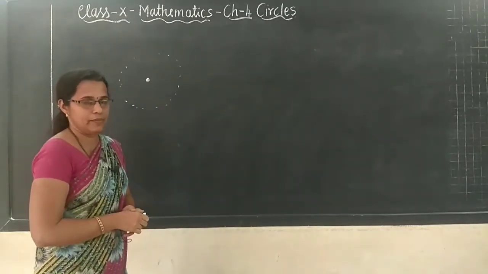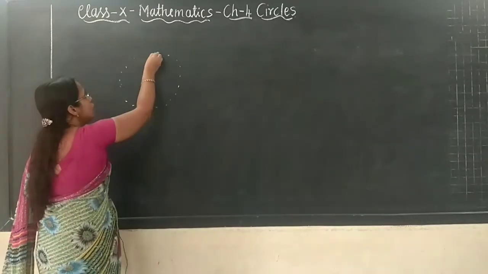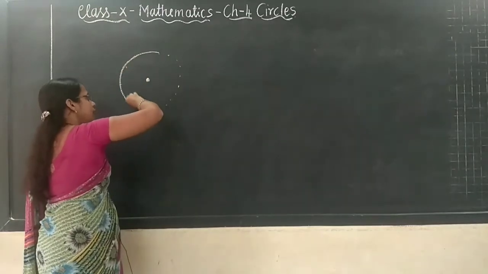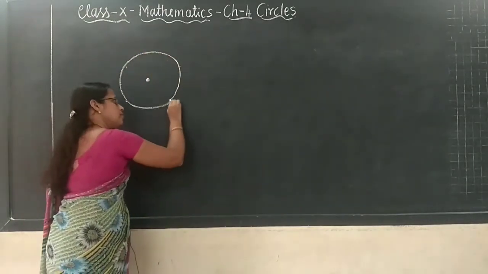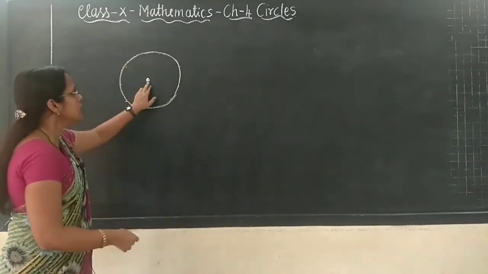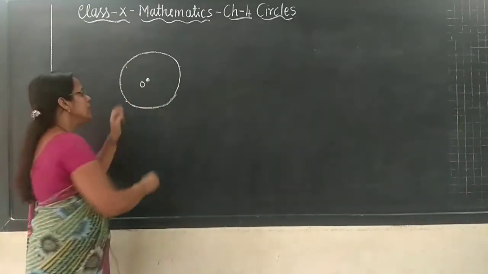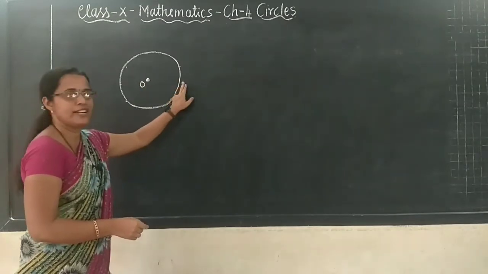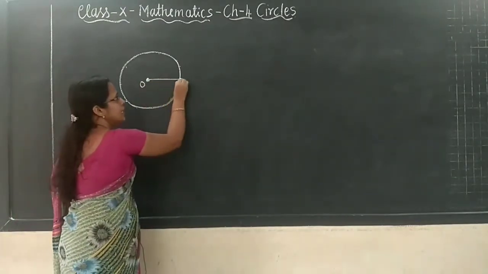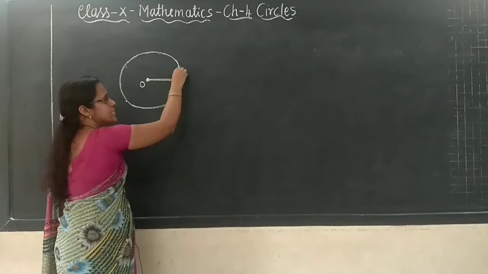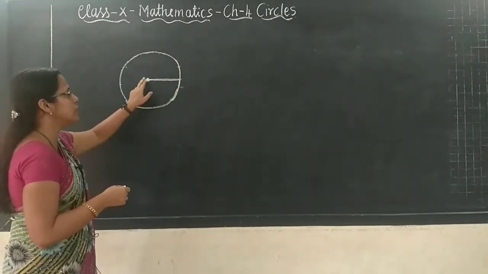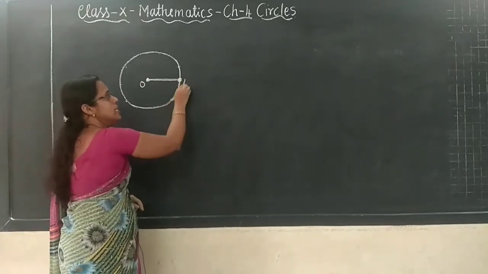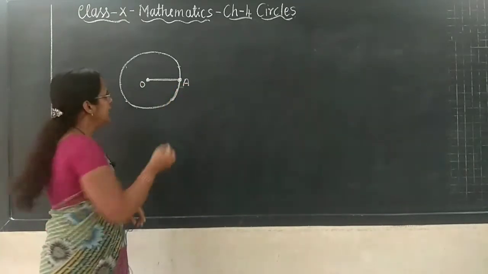It is called a circle. Okay children, so if I join all these points, it forms a circle as you learned in the last class. Now this is the center. Then if I join the center to any point, what do we call that? That is called the radius. Radius means the distance between the center and any point on the circle.